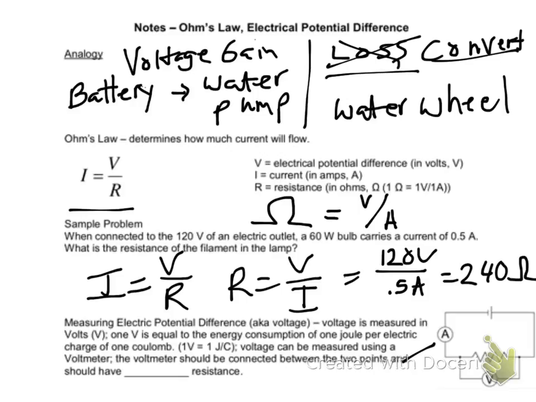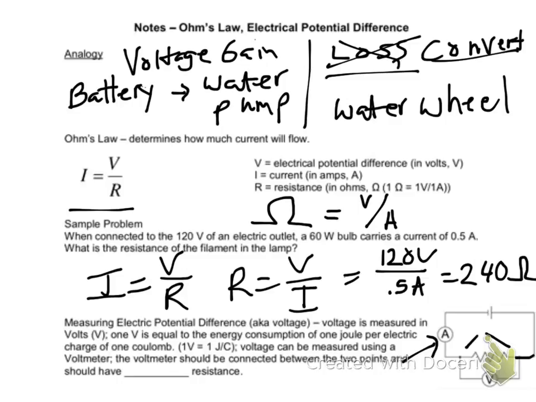Now over here, when we were doing current, we had to remember that to set it up, we had to remove a wire and physically put our ammeter in there. Well, for a voltmeter, we're not doing that. We're putting it on either side of our resistor. So an ammeter needed a really low resistance. But a voltmeter is going to be something a little bit different.